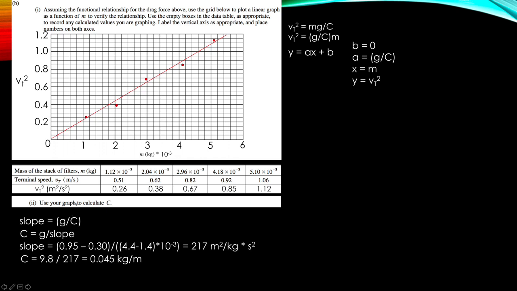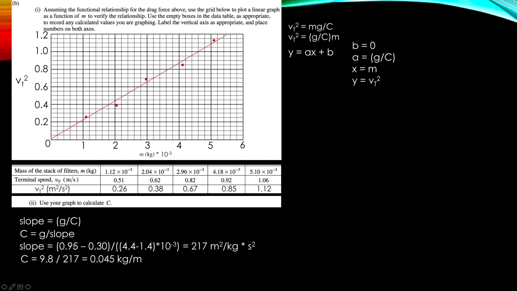For part 2, they want us to use the graph to calculate C. So remember when I said here, A is the slope. And the slope, if you relate it to this one, is equal to G over C. So if slope is equal to G over C, we can solve for C to get C is equal to G over the slope. We have this graph here. From this graph, we can calculate the slope. We can just take any 2 points and use rise over run to find the slope.